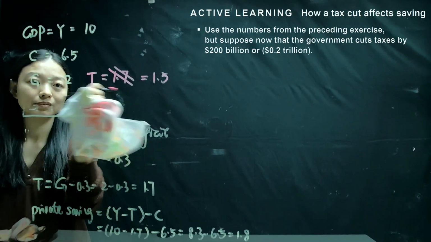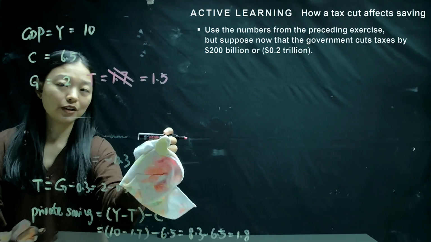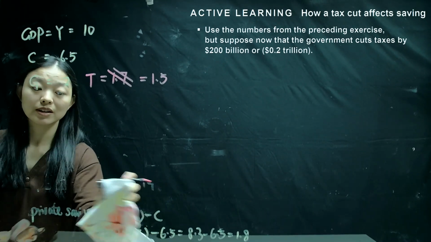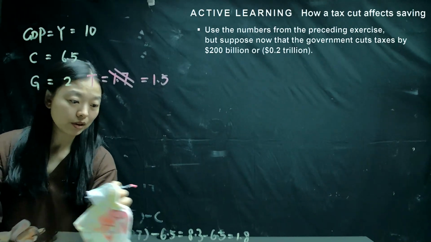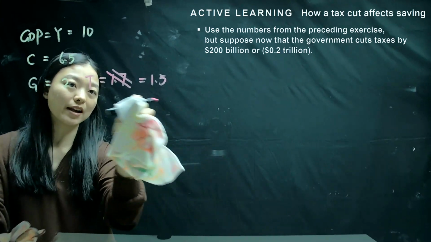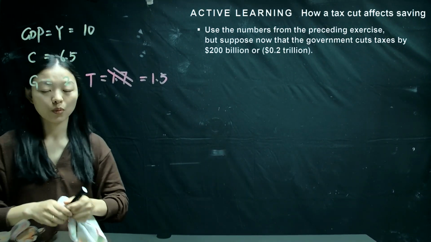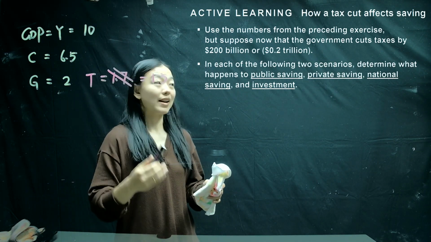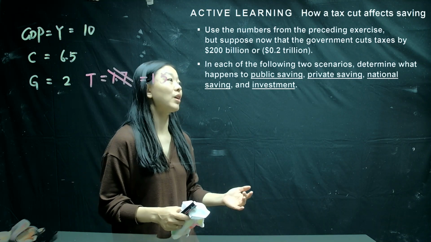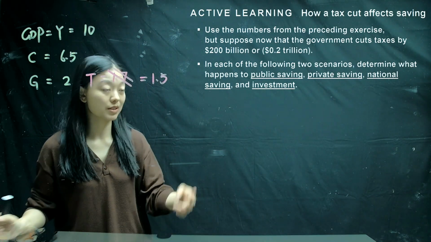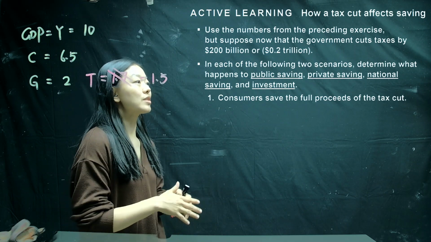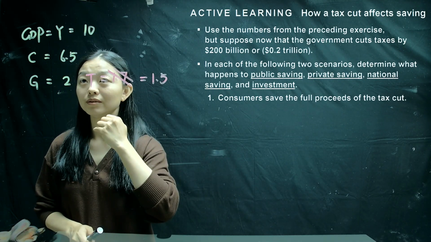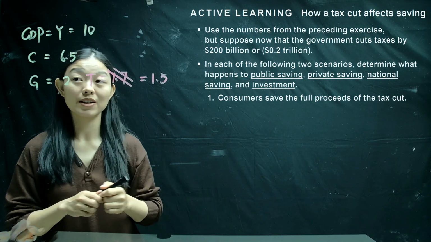So these are the new information. Okay, we still have the GDP equal $10 trillion, government spending equal $2 trillion, consumption equal $6.5 trillion. But now we have the tax cut, so the new tax will become $1.5 trillion. For each of the following scenarios, please determine what happens to public saving, private saving, national saving, and investment. So we'll look at two scenarios. The first one: consumers save all their tax cuts. If consumers save all the tax cuts, what happens?